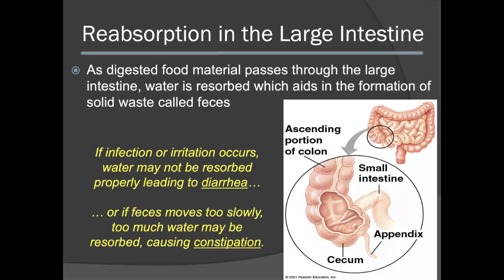As the digested food material passes through the large intestine, water is resorbed, and this aids in the formation of a solid waste called feces. If any infection or irritation occurs, this may disrupt the resorption of water. This would then lead to diarrhea. If feces moves too slowly, too much water may be resorbed, which may lead to constipation. Thus, it is important to have the proper consistency in the waste material as it is moving through the digestive system.